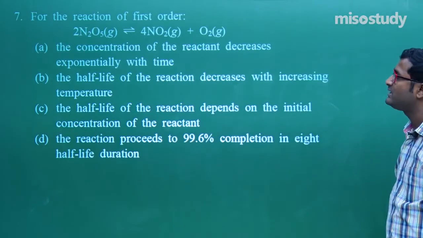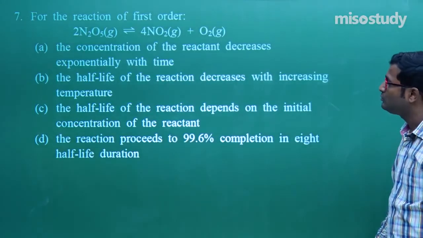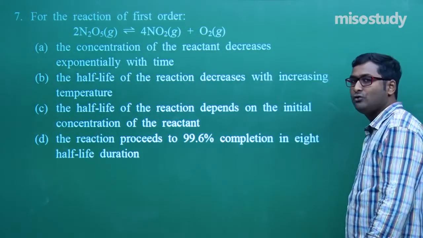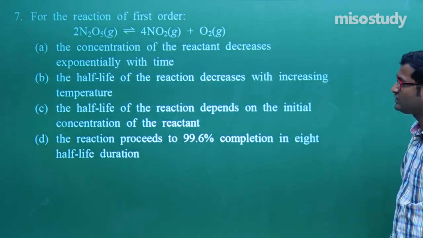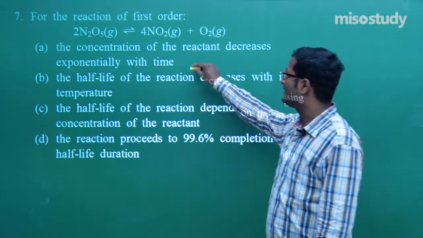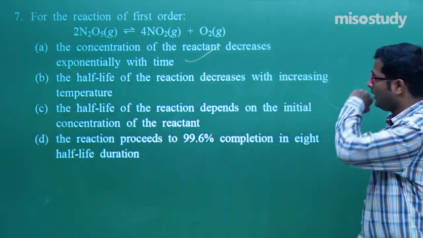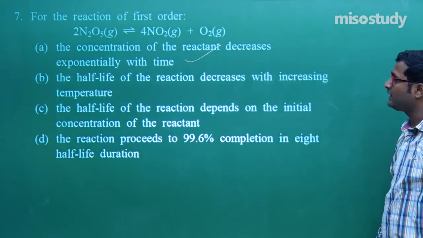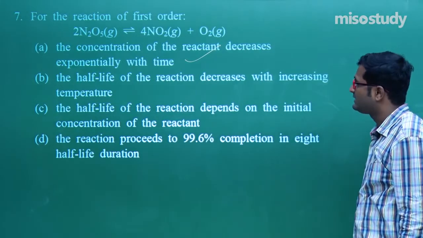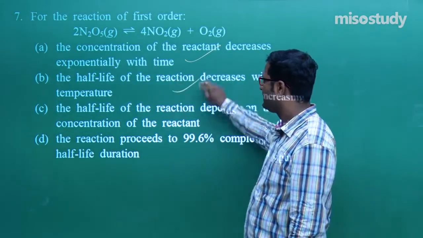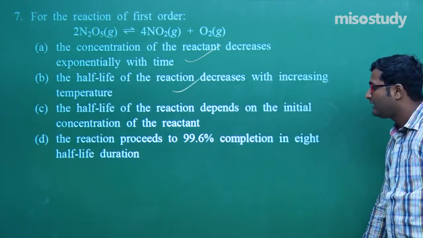This is a previous year IIT JEE question. 2N2O5 gives 4NO2 plus O2. The concentration of the reactant decreases exponentially with time. Definitely this is a correct statement. And the half life of the reaction decreases with increasing temperature. This is also correct.